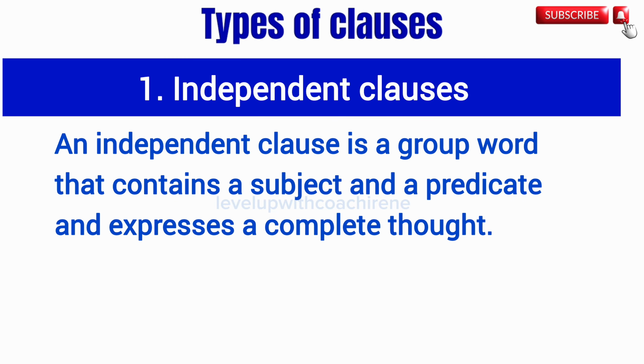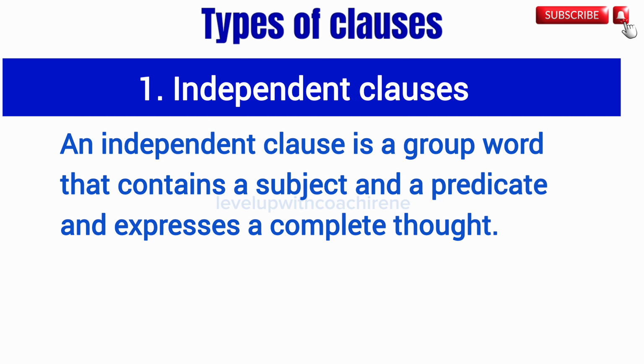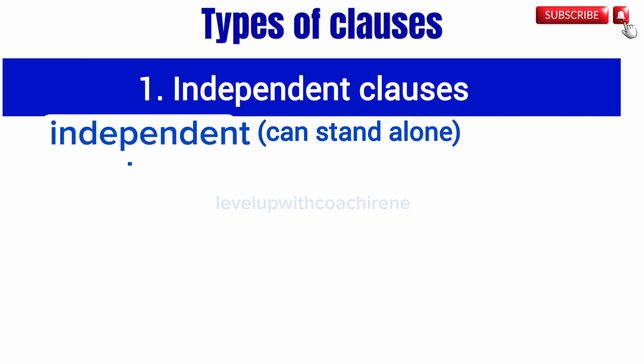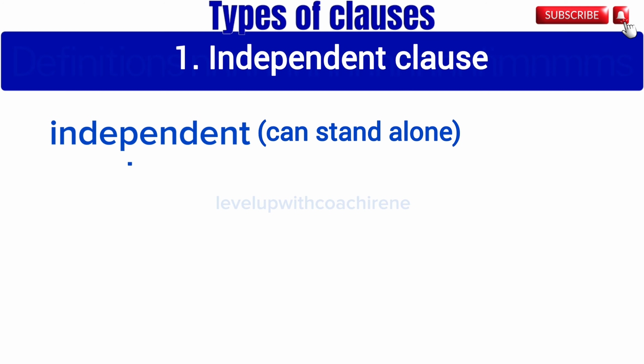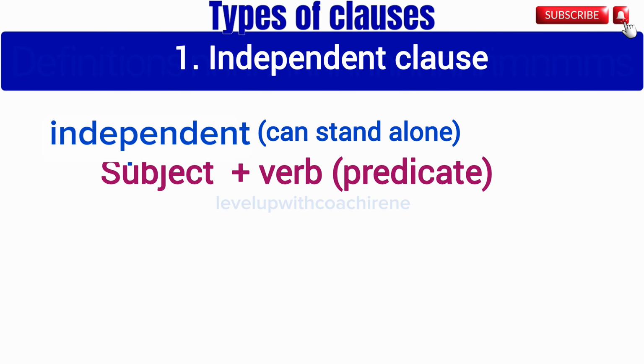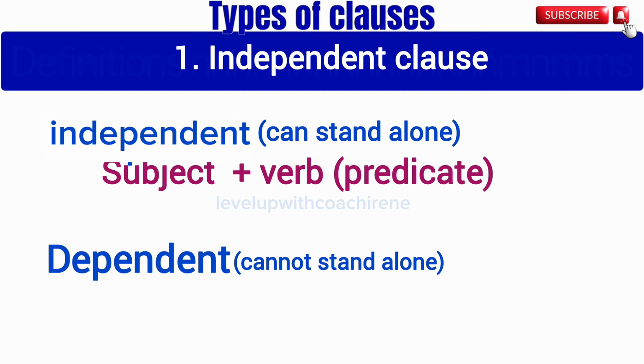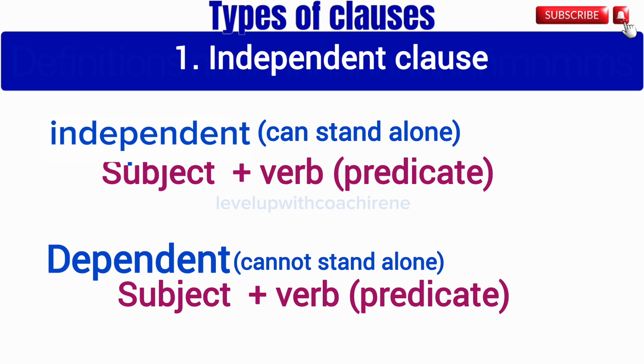An independent clause is a group of words that contains a subject and a predicate and expresses a complete thought. An independent clause can stand on its own and can function as a full sentence. Looking at the word independent, it tells you of something that can stand on its own. Whilst the dependent clause contains a subject and a predicate, however, it cannot stand alone.